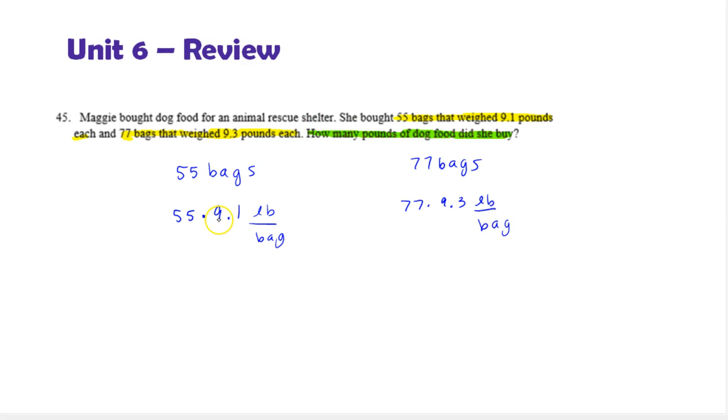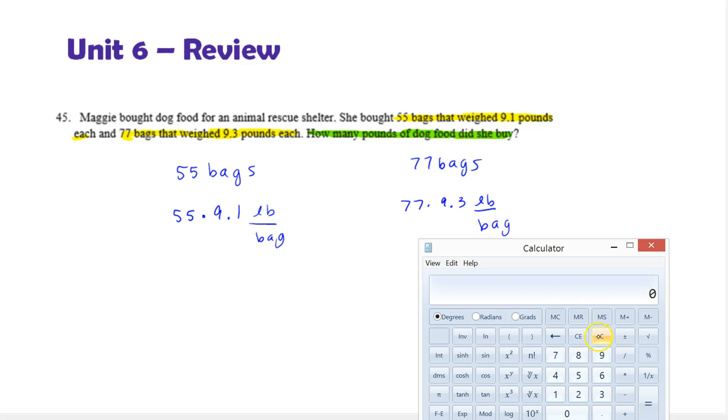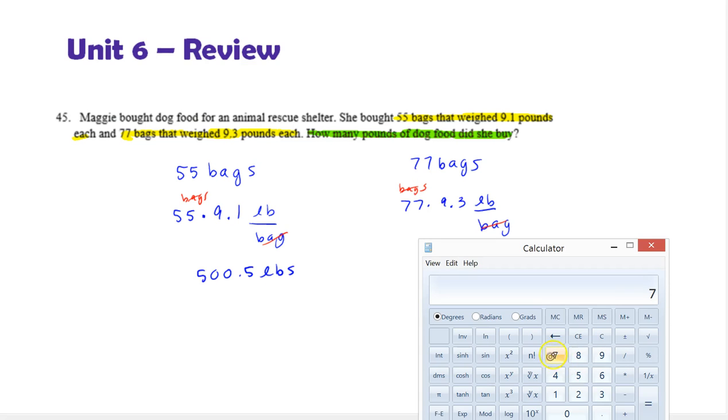So now we're going to multiply these two amounts on the calculator because they're separate calculations since they weigh different amounts. So 55 times 9.1 is 500.5 pounds. And I just want to label that this part was bags, as was this. So that's why the bags cancel here. Okay. And here, we want 77 times 9.3. So that's 716.1 pounds.